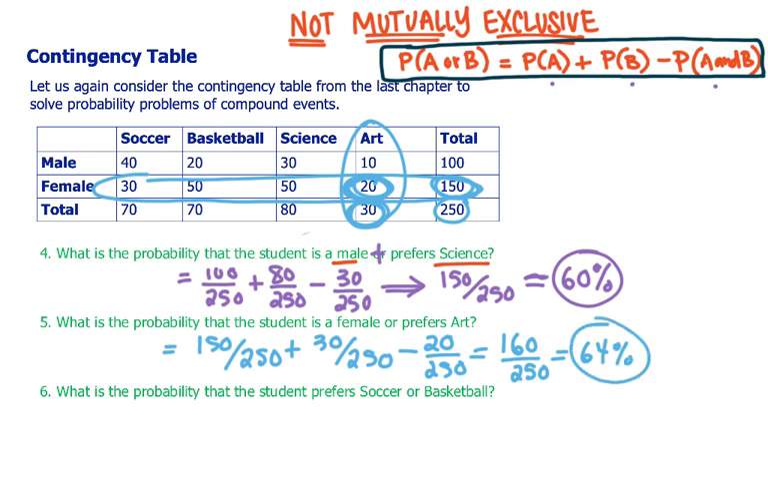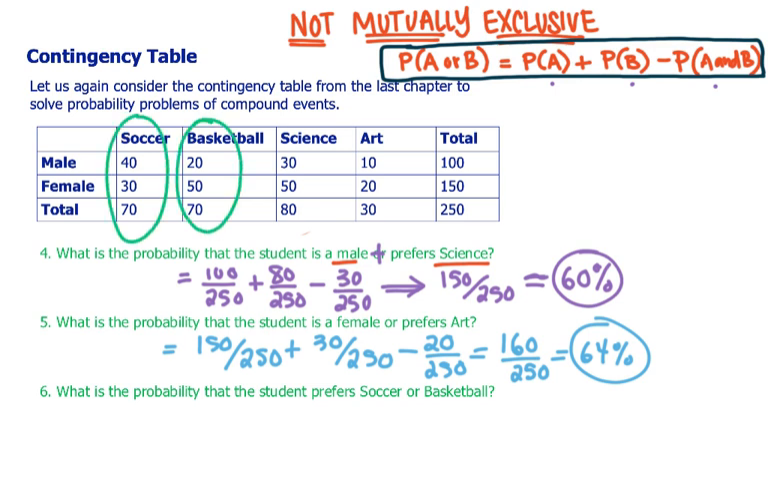Okay, let's look at the last one. Probability the student prefers soccer or basketball. I threw this on this slide so as not to trick you, because if you look at these, they don't have any overlap at all. So we could still do this same formula. We'd say the probability of soccer is 70 out of 250. The probability of basketball, also 70 out of 250.